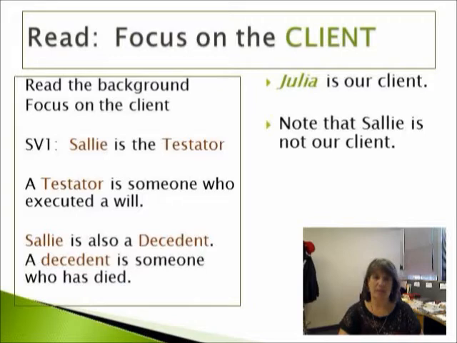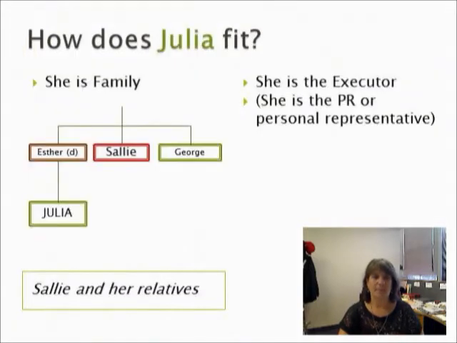Sally is the testator. A testator, of course, is someone who has executed a will. And Sally is also a decedent. A decedent is somebody who has died. Sally is not our client. Julia is our client. How does Julia fit into this picture?